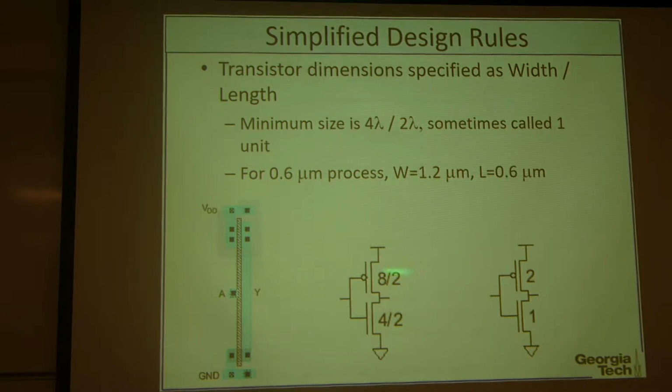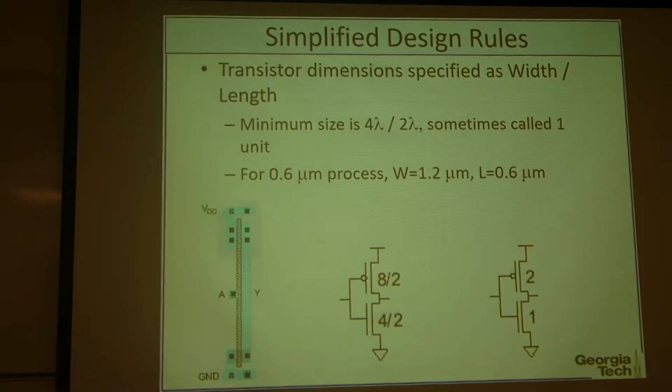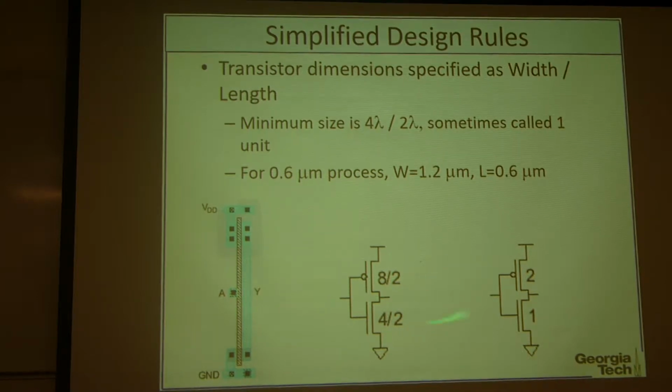If you look at the inverter circuit here, there is a PMOS at the top which has a width of 8, while the NMOS is 4. Is there anyone who knows why the PMOS should have wider width than NMOS? Because its mobility is half slower. Yeah, that's true. So to balance out the current in between the PMOS and NMOS, we need to make the size different.